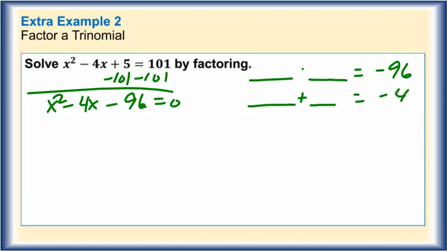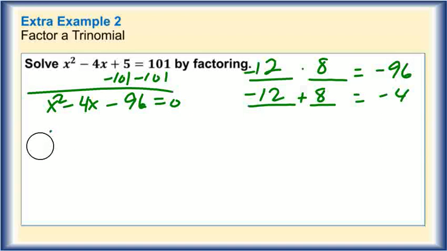So let's think, 96 divided by 14 does not work. 96 divided by 12 gives us 8. So 12 and 8 would work. Now I've got to think which one has to be negative. 12 would have to be negative because negative 12 plus 8 gives me a negative 4.